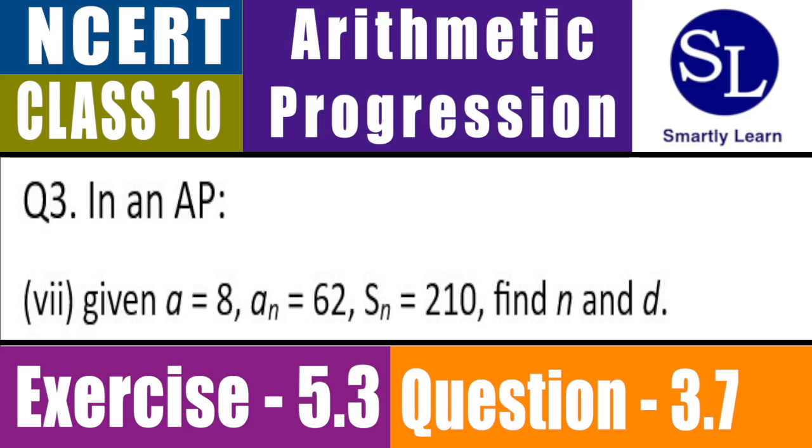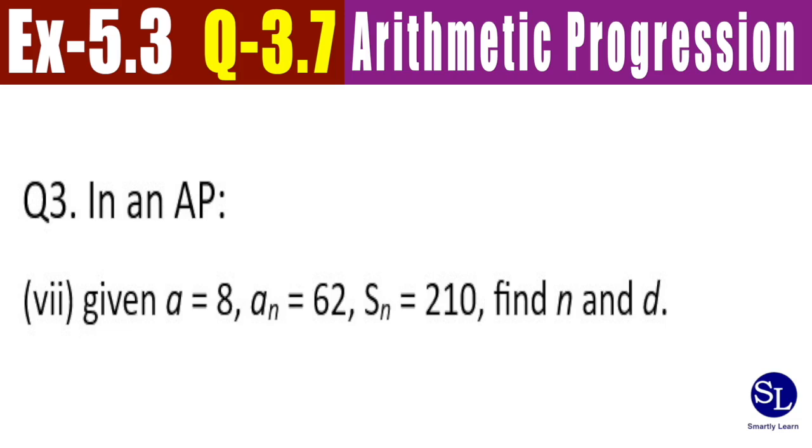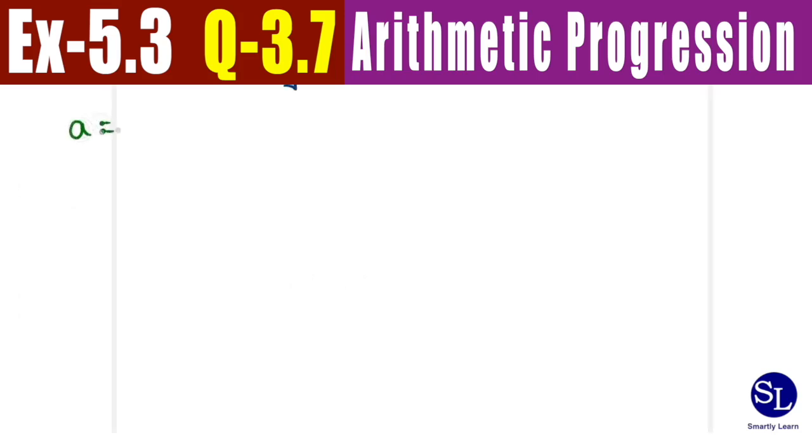In this video, we will see how to solve the third question in exercise 5.3. We are looking at the seventh subdivision in this question. In an AP, given a = 8, an = 62 and Sn = 210, find n and d. So now let us note the data that is given to us. a = 8, an is given to be 62 and Sn is given as 210.